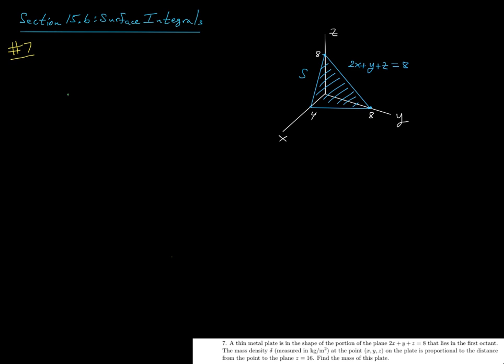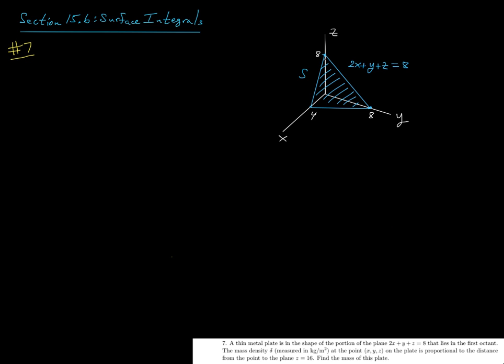Okay, question 7 says a thin metal plate is in the shape of the portion of the plane 2x + y + z = 8 that lies in the first octant. The mass density delta, measured in kilograms per square meter, at the point (x, y, z) on the plate is proportional to the distance from the point to the plane z = 16. Find the mass of this plate.